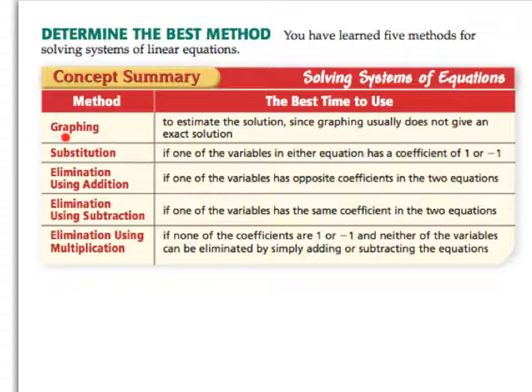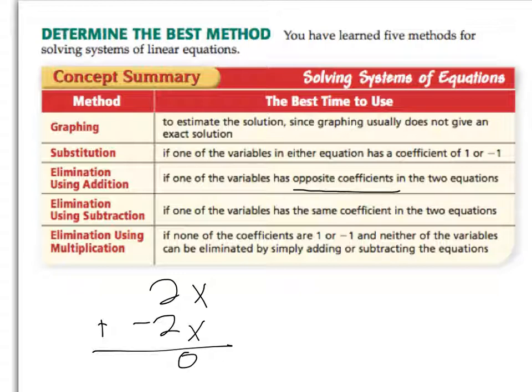We want to use substitution if one of the variables in either equation has a coefficient of 1 or negative 1. Basically, if x or y is by itself, that's probably the best situation to use substitution. Elimination using addition is used when we have, for instance, 2x and a negative 2x. Then we want to add these to get 0. That's what they mean by opposite coefficients: a positive 2x and a negative 2x.